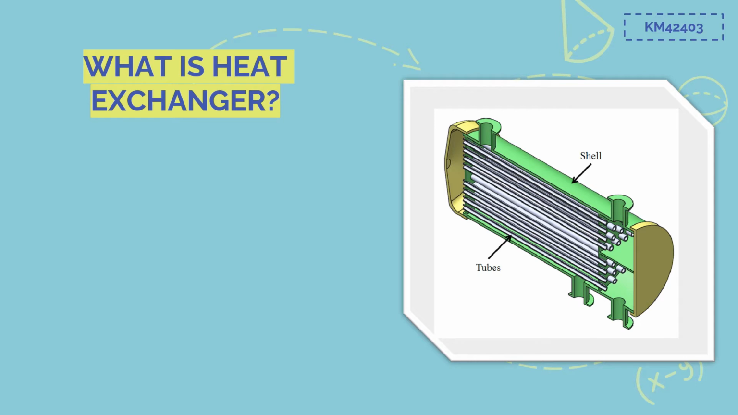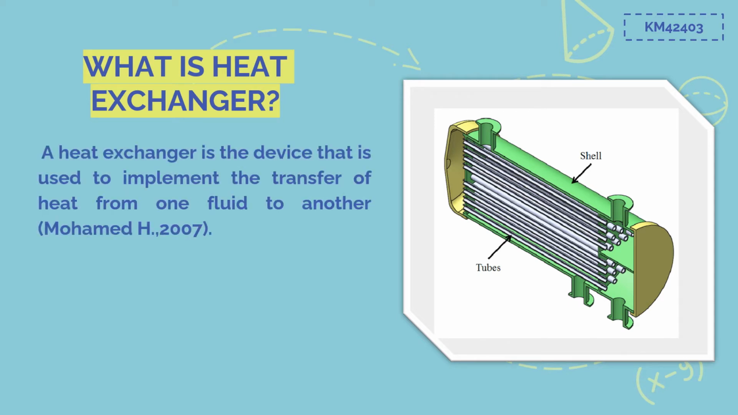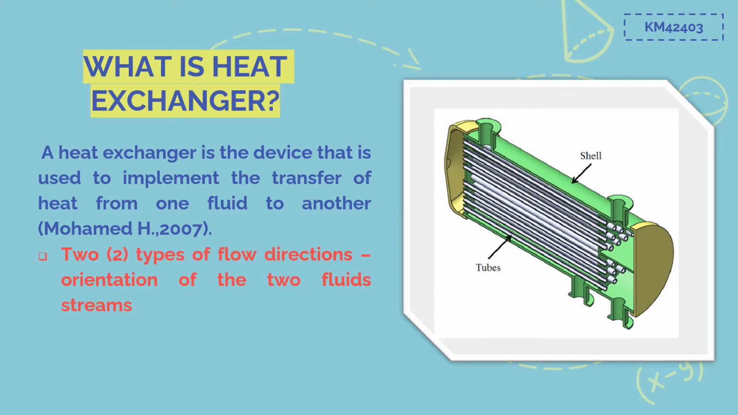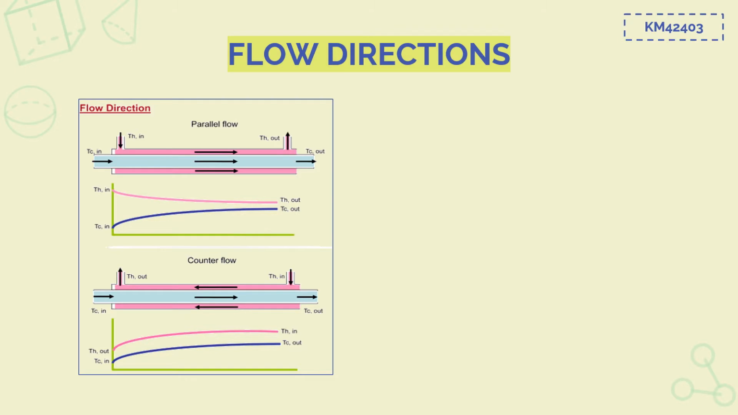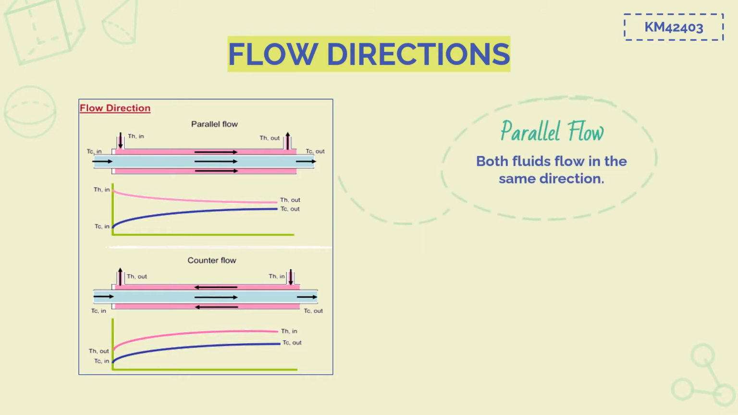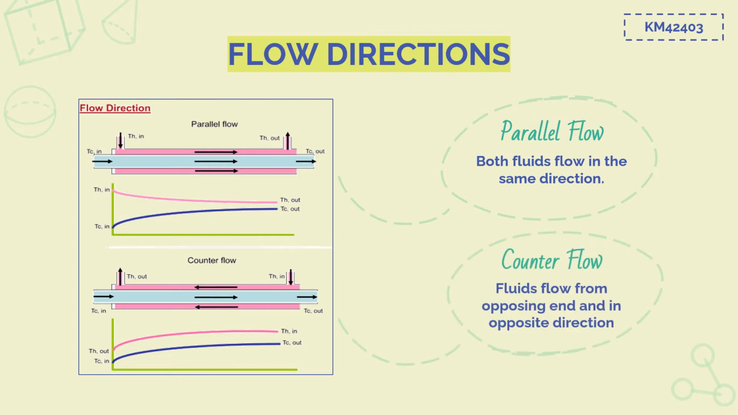What is a heat exchanger? A heat exchanger is a device that is used to implement the transfer of heat from one fluid to another. Thus, conventional heat exchangers are classified into 2 types of flow direction, based on the orientation of the 2 fluid streams. One is parallel flow, where both fluids flow in the same direction. The other is called counter flow, where the fluids flow from opposite ends and in opposite directions of each other.